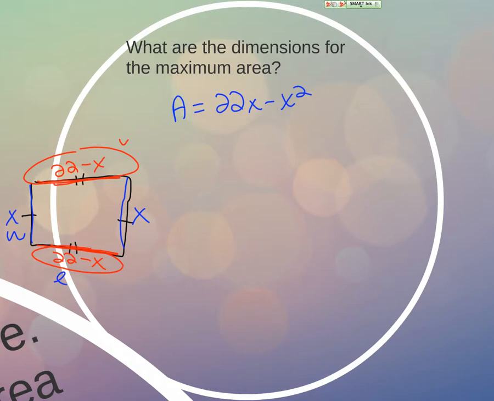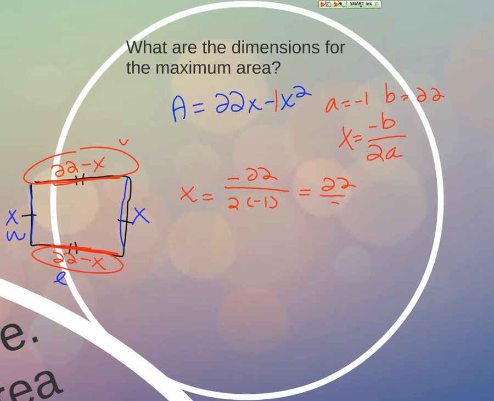So I can still do what I was doing before, x equals negative b over 2a. So, once again, this one's kind of turned around. So a equals negative 1 and b equals 22. All right, so I end up with negative 22 over 2 times negative 1. 22 divided by 2 is 11.